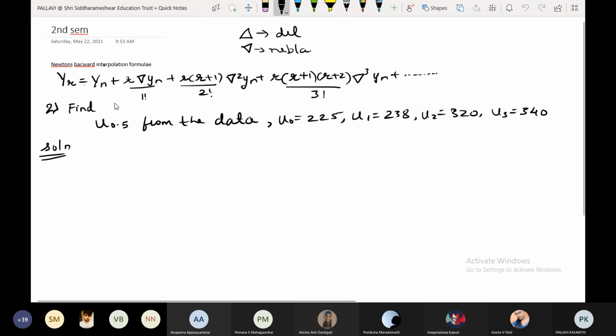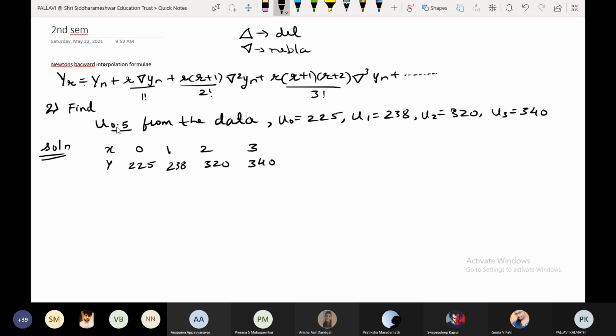So first of all, what are you going to do? They have told you to find y of 0.5. So what X value is it lying between? Tell me. X is 0, 1, 2, 3. Then what are the Y values? At 0 it is 225. At 1 it is 238. At 2 it is 320. At 3 it is 340.